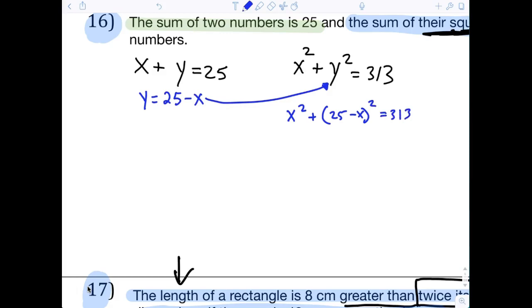Now you have to square that binomial. So x squared plus 25 squared is 625. Now the middle term, remember, is always the 2 multiplied and then times 2. So it's 25 times negative x, which is negative 25x, times 2, negative 50x. Then you square. That becomes positive x squared equals 313.